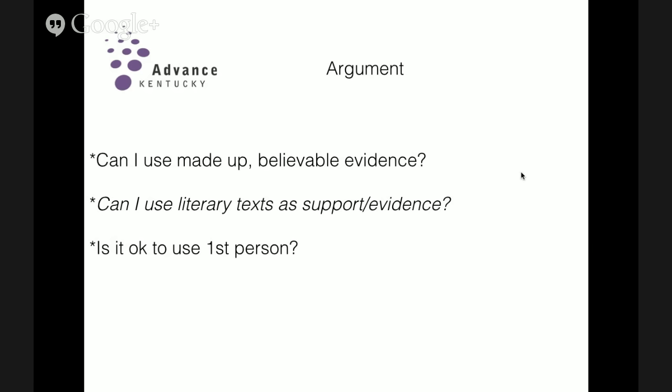And last, is it okay to use first person? Yes, in the argument question, if you are relaying, and I'm thinking back about an... I think it's very important to include those things that are personal experiences of your own.